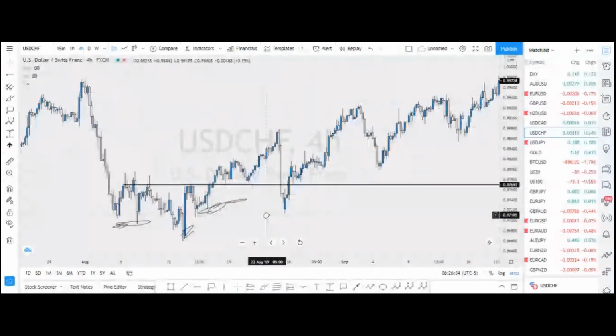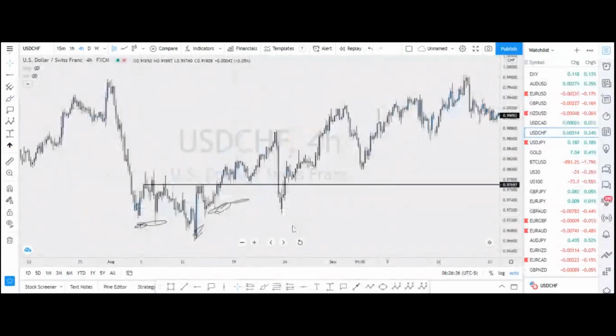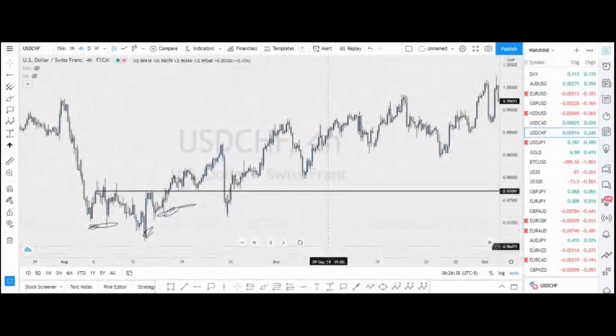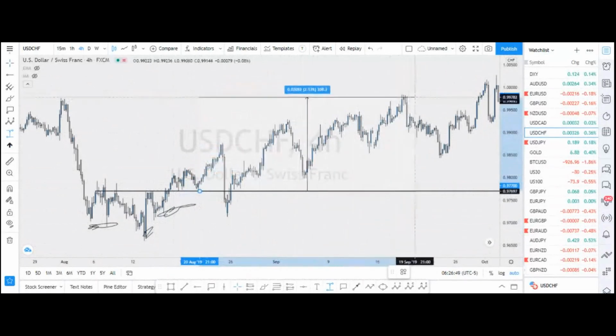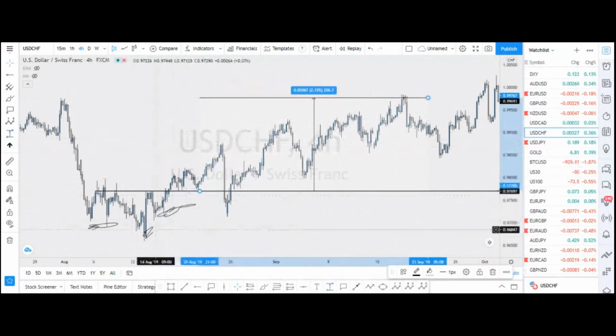Now, this is the very, very interesting part, or this is where most traders make mistakes. Now, the fact that I'm taking my trade here, my first target will be here. That's 204 points. Now, where will my stop loss be? That's the question. This is the previous area of structure. So that's where my stop loss will be.